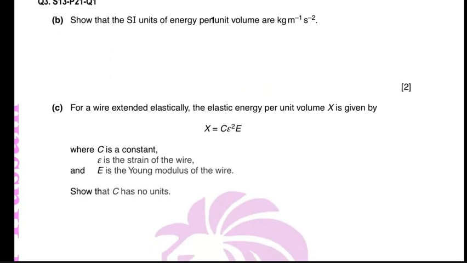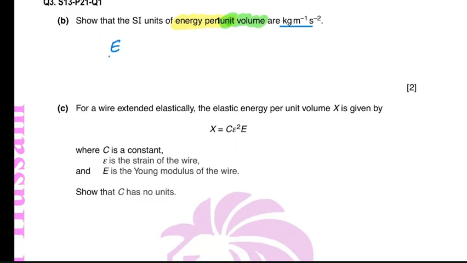Okay, this one. Show the SI base units of energy per unit volume are this. So you need to be very careful while reading the question. It says energy per unit volume. So when I say energy per unit volume, it means energy upon volume. And energy is basically work done. It's simply saying work done per unit volume.